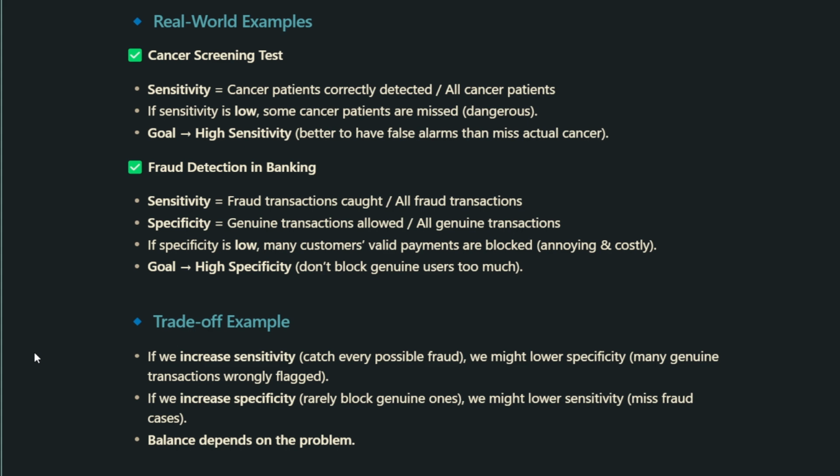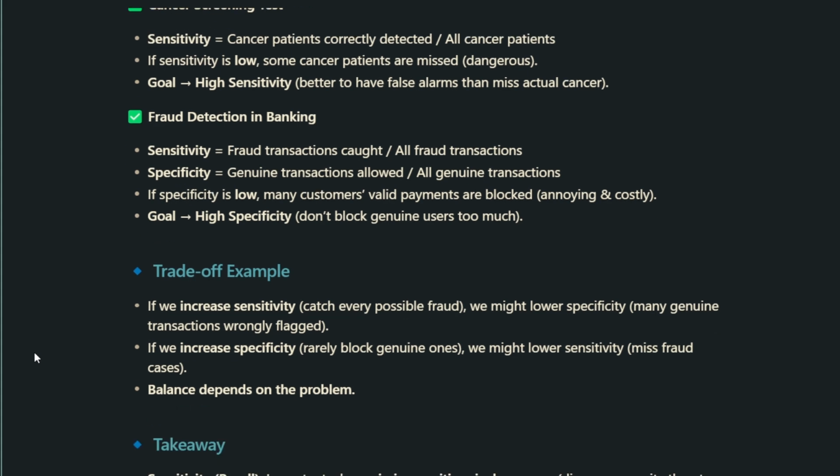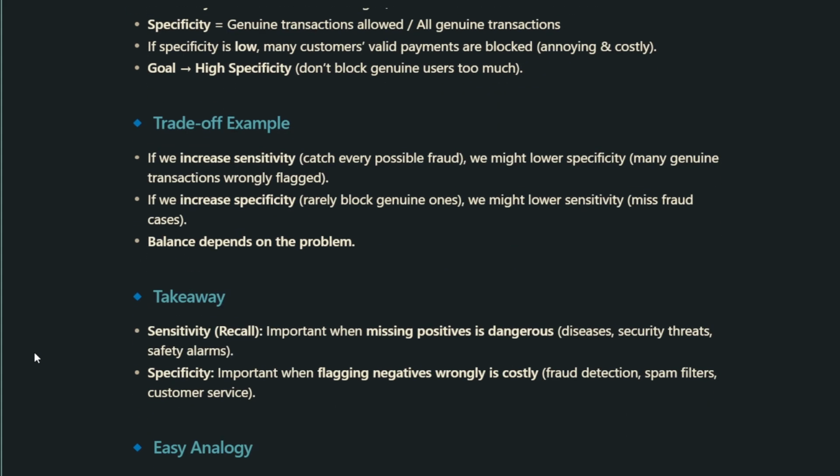That's not only annoying but also costly. So in this case, the goal is high specificity because you don't want to trouble genuine users. But here's the tricky part. There's always a trade-off. If we increase sensitivity to catch every possible fraud, we may lower specificity and end up flagging many genuine transactions. If we increase specificity to let almost every genuine transaction pass, we may lower sensitivity and miss some fraud cases. So the balance really depends on the problem we are solving.